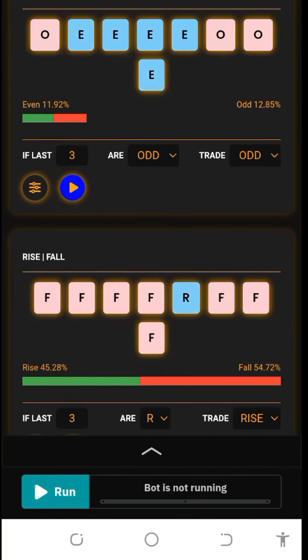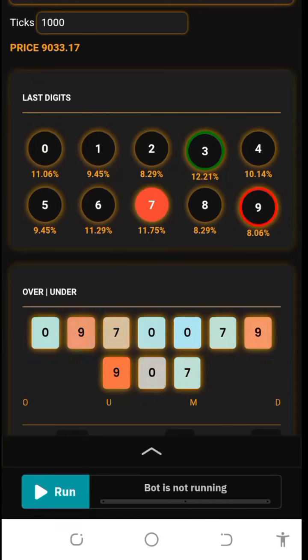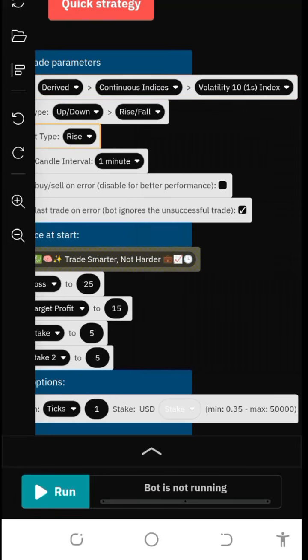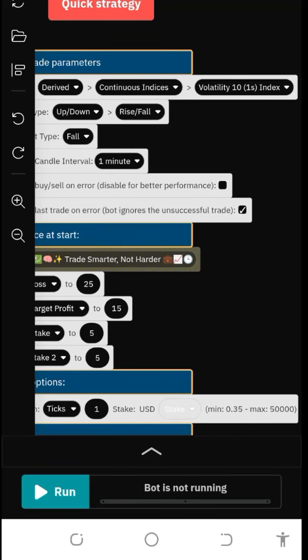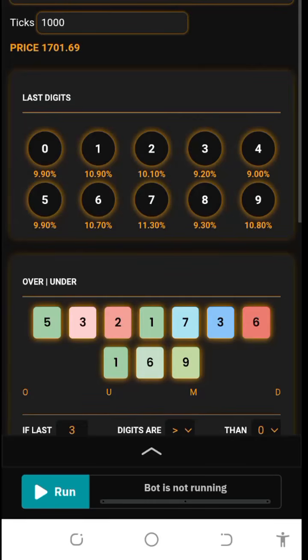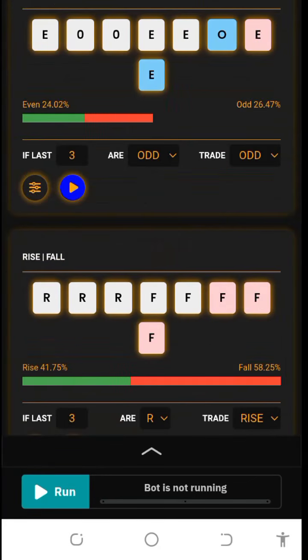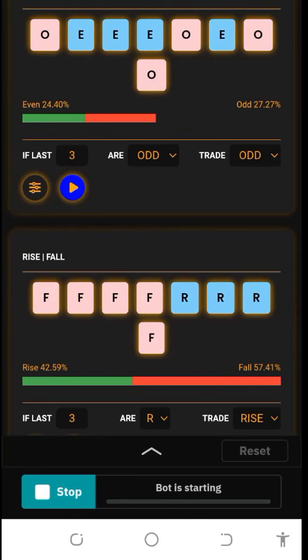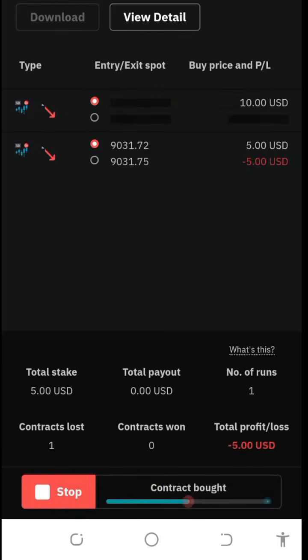So let's identify another market because I want to reach at least 150. Yeah, here we can see 55%. We've seen 55% there. So let's go to 10 1s, and then the contract type is a fall, or the trade type we are doing falling. So come back, reconfirm. You can see fall at 58%, 57, so this is good.